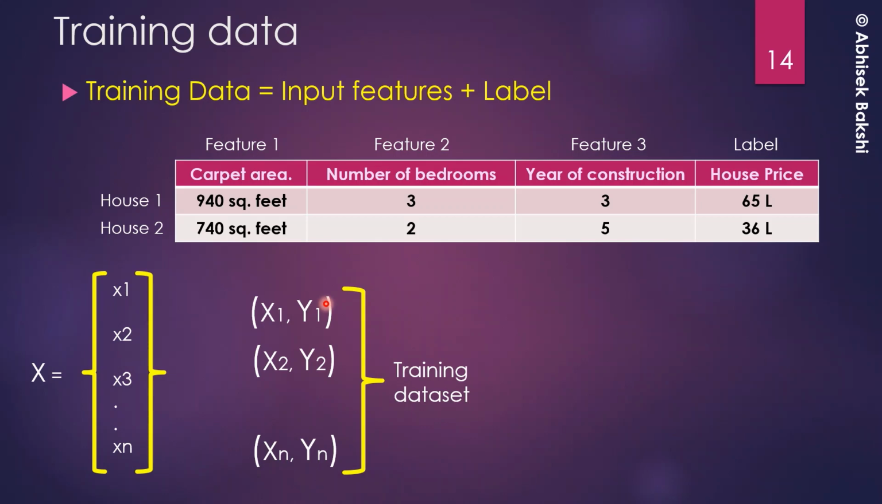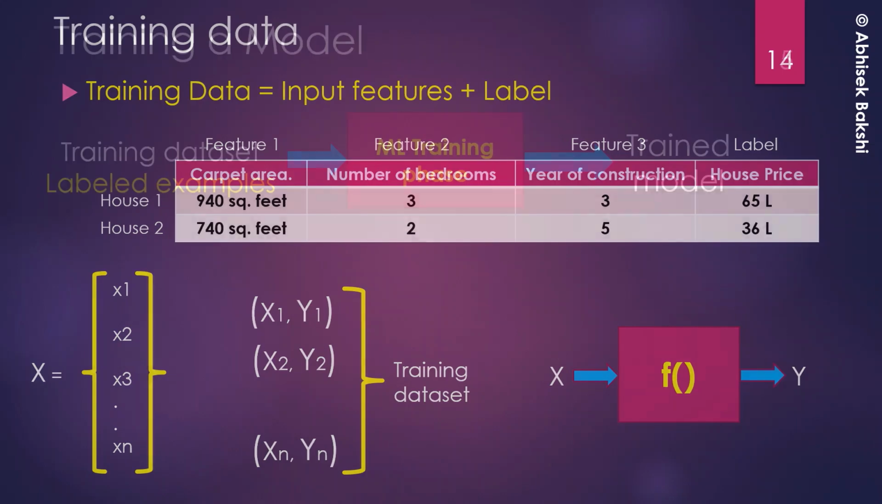Now what do you actually have to do? We have to find out this particular relation function. We don't know how this y is related to this x. That is what we are trying to understand from the data, and that's what is required for machine learning.